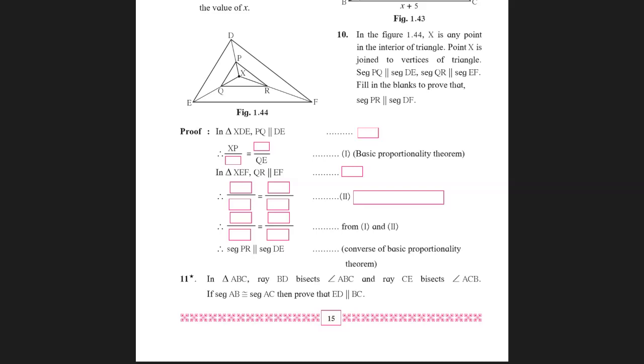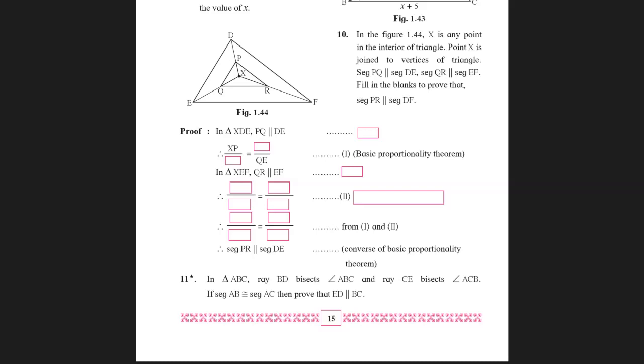Now, children, when you have written both these equations, you will find that there is something common between the first and the second equation. Can you tell me what it is? XP upon PD equal to XQ upon QE. In the second, XQ upon QE is equal to XR upon RF. You will find XQ upon QE coming common in both equations 1 and 2. So from 1 and 2, what do I infer?